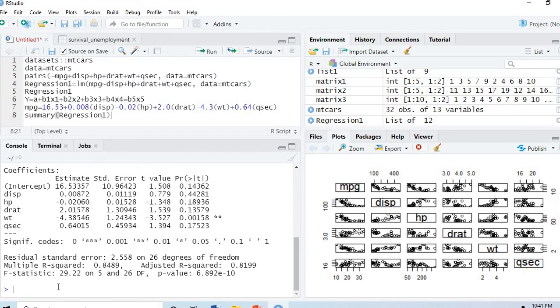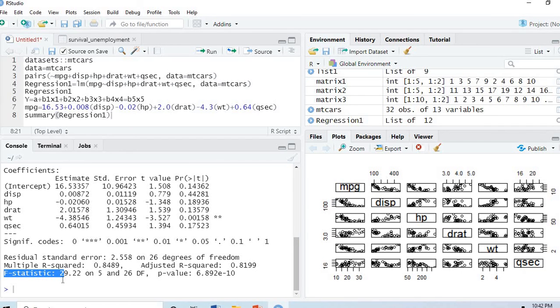Now the next important point is the multiple R squared value, that is 0.84. If you multiply it by 100, it becomes 84%. Now this multiple R squared value indicates that these total 5 independent vectors explained 84% of the variance in the mileage. So this is a good indication for the regression model.